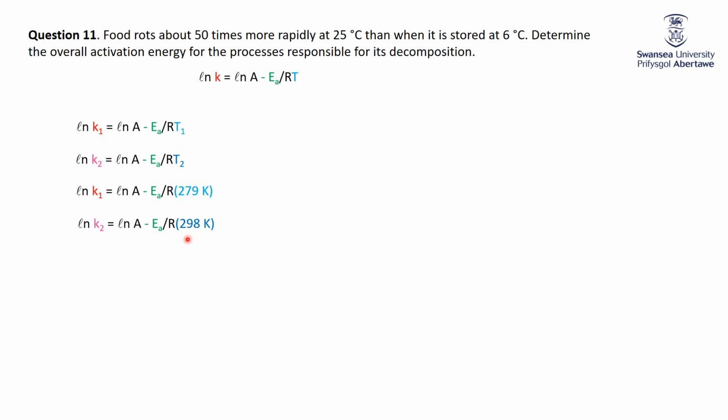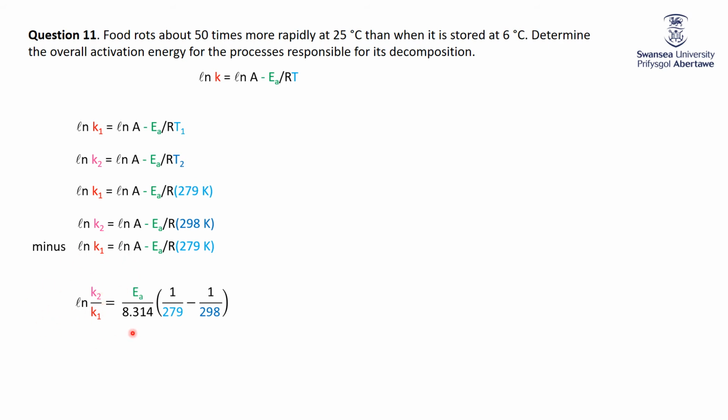Now again, let's combine those equations together to get rid of the natural log of A's. So we'll do log of k2 minus log of k1. A log minus a log is a log of the quotient. Again, the log of A's cancel out. Pull out the EA over R, and I have minus 1 over 298 minus 1 over 279. Now, I want the activation energy. I know R, I know the temperatures. Somehow I must know this.